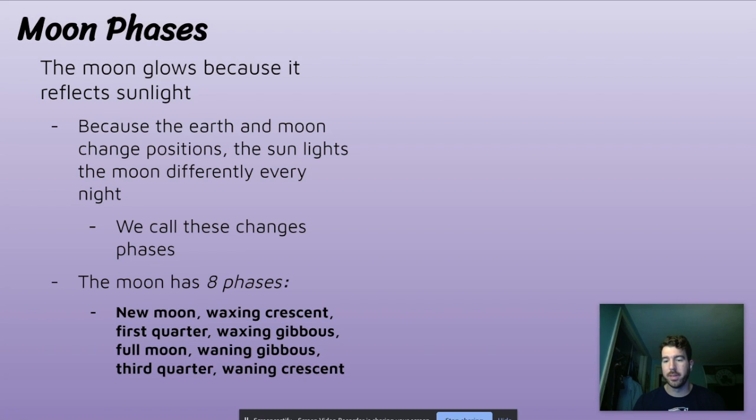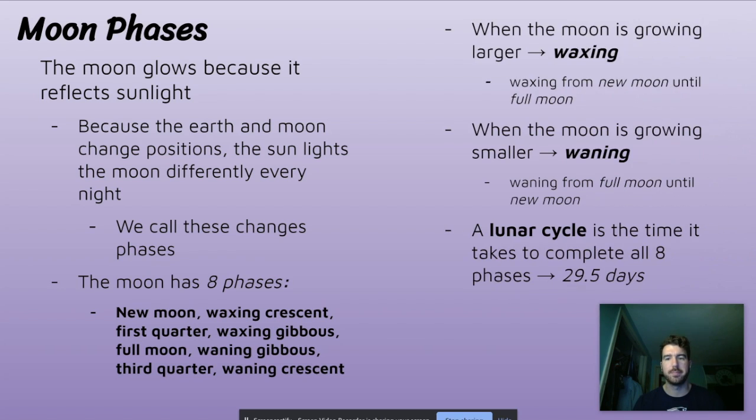My next video will actually be about the moon's phases, so we'll go more in depth about all of these 8 phases.